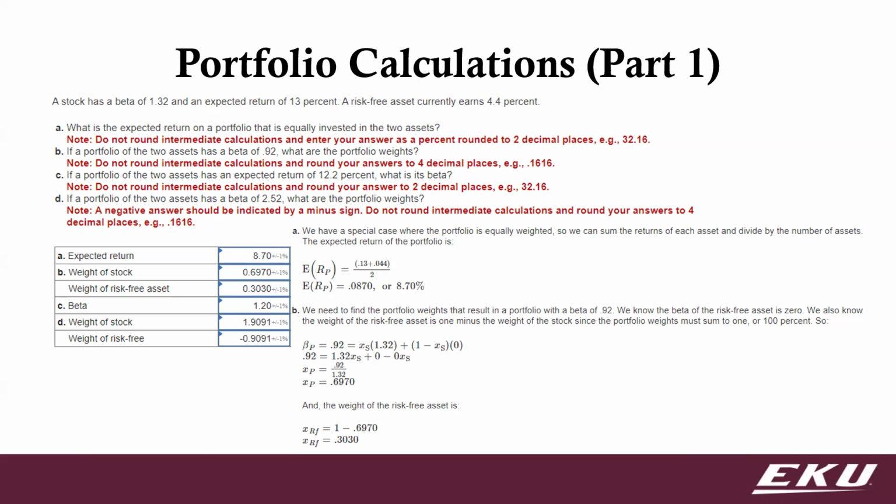So D looks a lot like C. But for the weights, they always have to equal 1. And if you notice on D, that's bigger than 1, but then the other weight is negative. Again, that just means that we're going to borrow money and invest it because that's what's going to allow us to drive that beta up even higher, right? That's how they got that beta of 2.52.